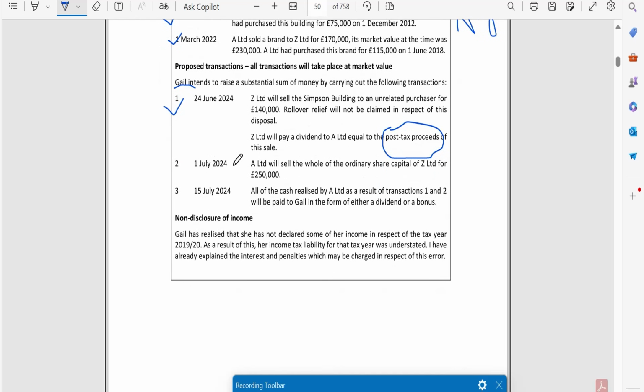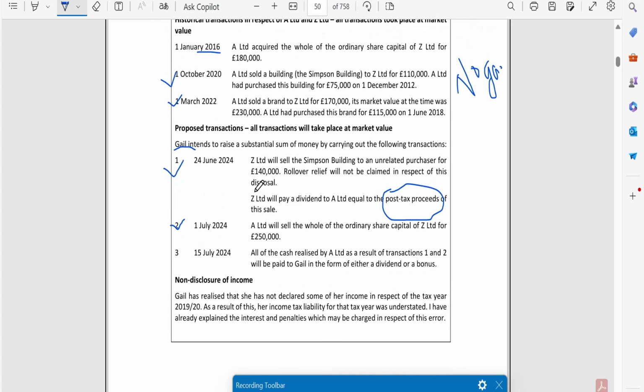Okay, so on 1st July 2024, A Ltd will sell the whole of the ordinary share capital of Z Ltd for 250,000. What happened? A Ltd has now sold Z Ltd. So now Z Ltd has left the group and is no more part of the A Ltd group. So what will happen? Z Ltd already sold the Simpson building earlier, so this building has been sold and no de-grouping charge will arise. But in case of the brand, Z Ltd still owns this brand at the time of leaving the group, so it will be subject to a de-grouping charge, right?